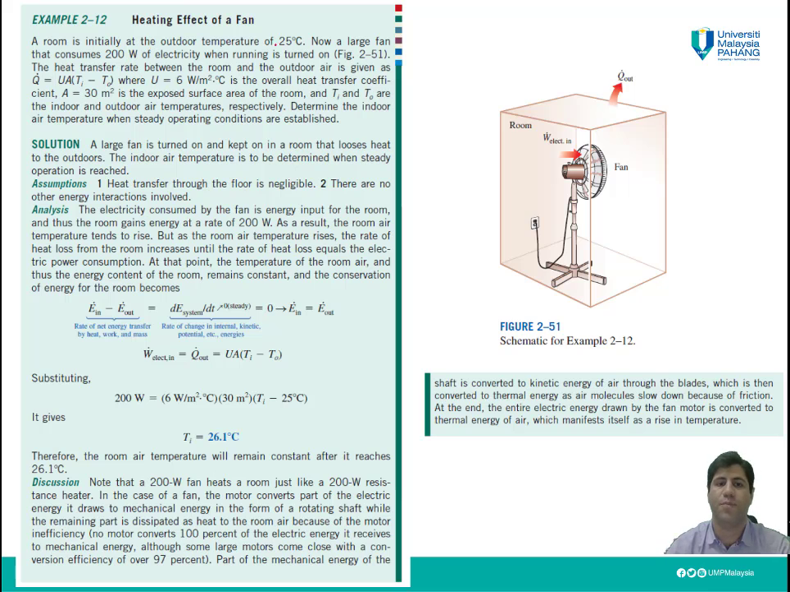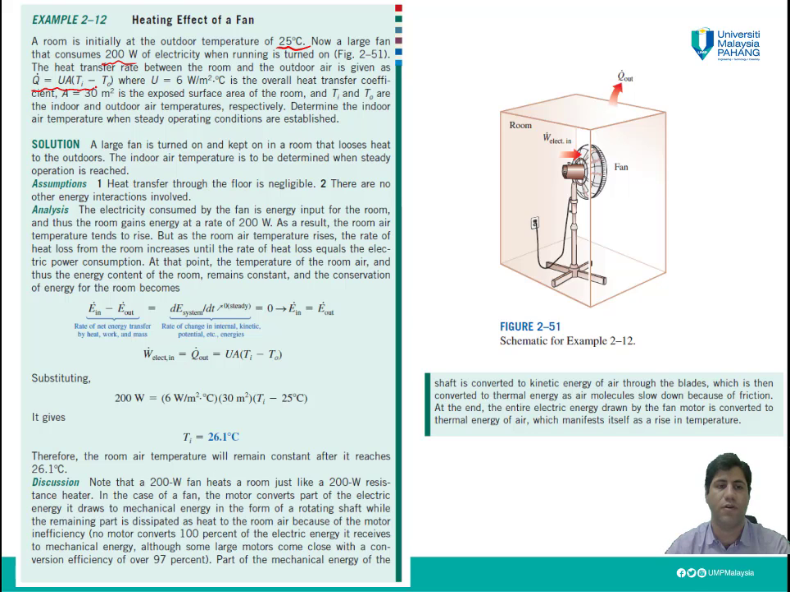The initial temperature of the room is 25 degrees Celsius. We put this large fan. It consumes 200 watts of electricity when it is running. And we know the rate of heat transfer. Heat transfer, as you know, is due to the temperature difference between two different objects, or two different bodies. Here we have the air inside the house, then the boundary of the room, and then the surrounding.